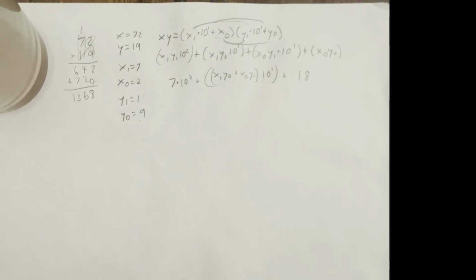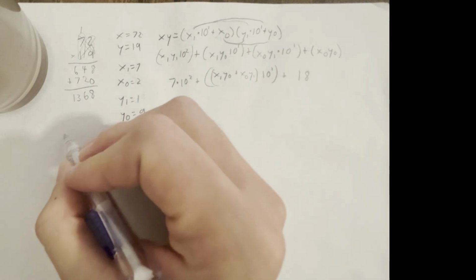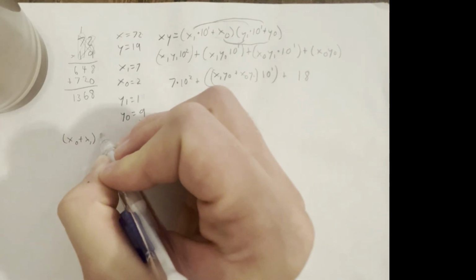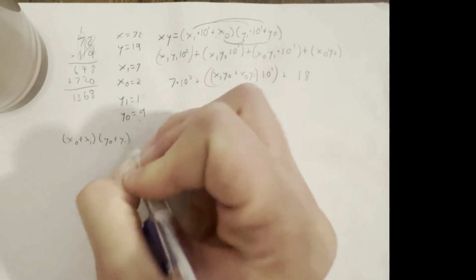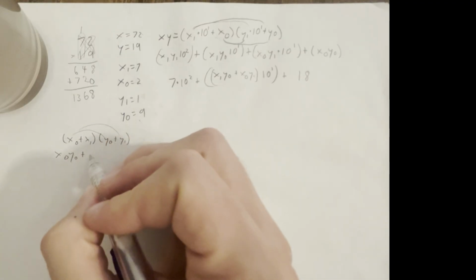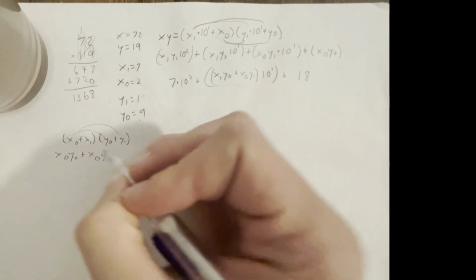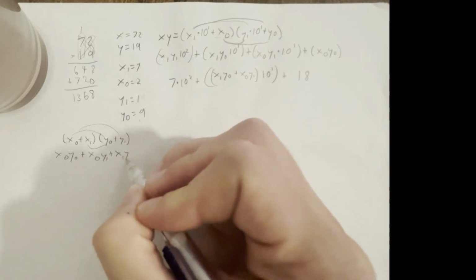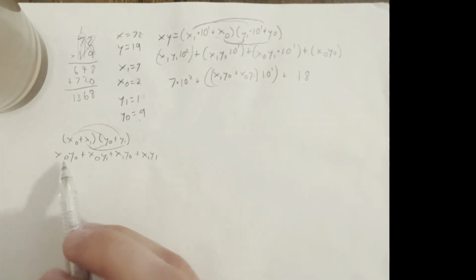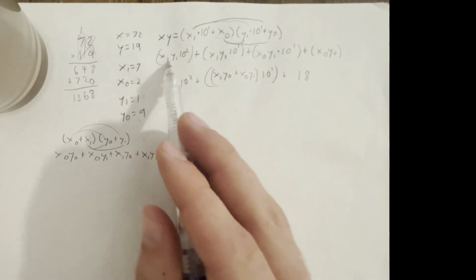What Karatsuba figured out is that this looks very similar to what happens when you FOIL. So let's just show an example here. If we have x0 plus x1 times y0 plus y1, and then distribute that out, that's x0, y0 plus x0, y1 plus x1, y0 plus x1, y1. Now we've already figured out x0, y0 right here, which is 18, and x1, y1 right here, which is 7.